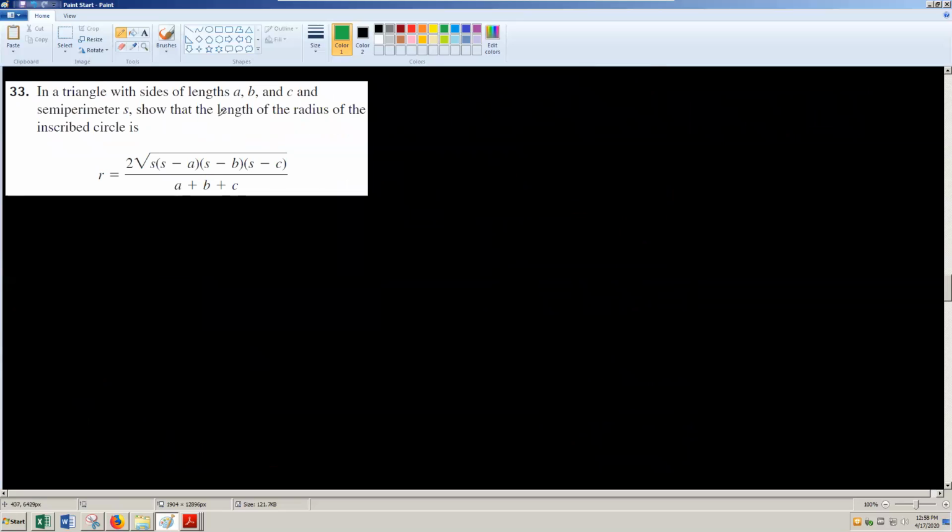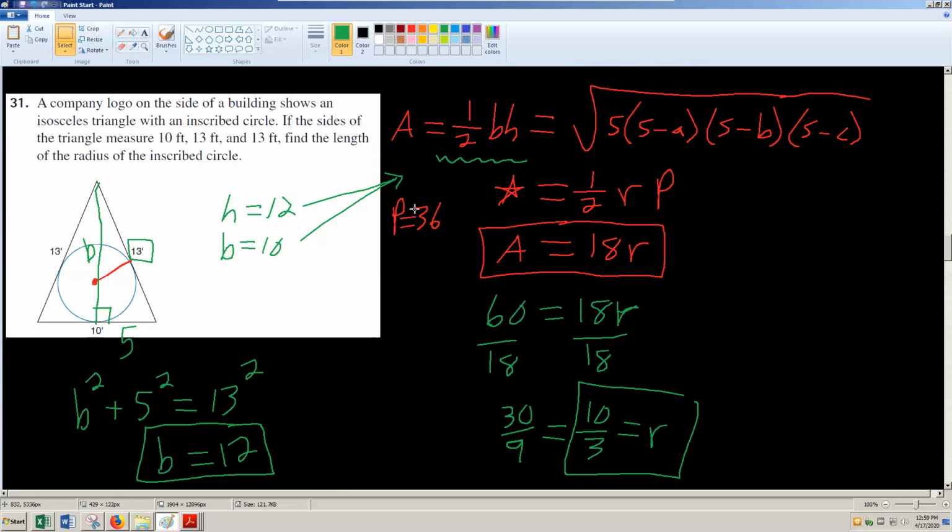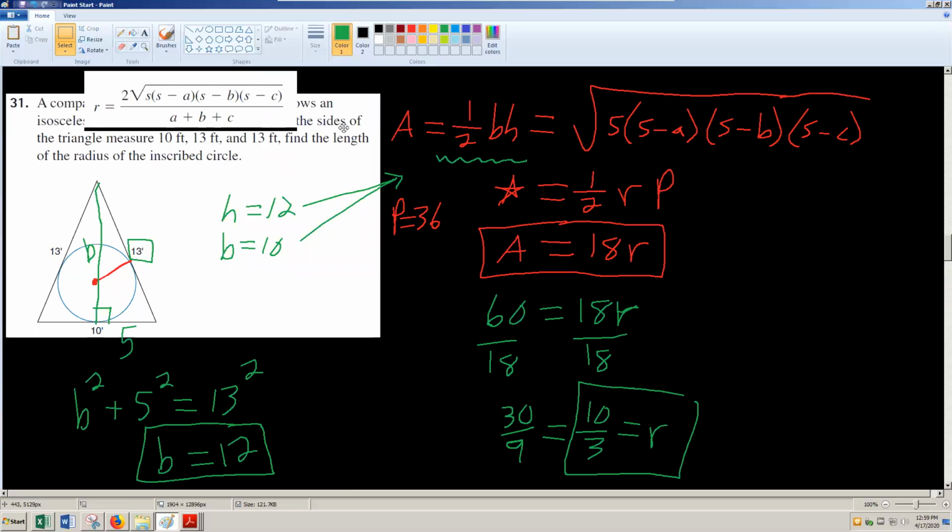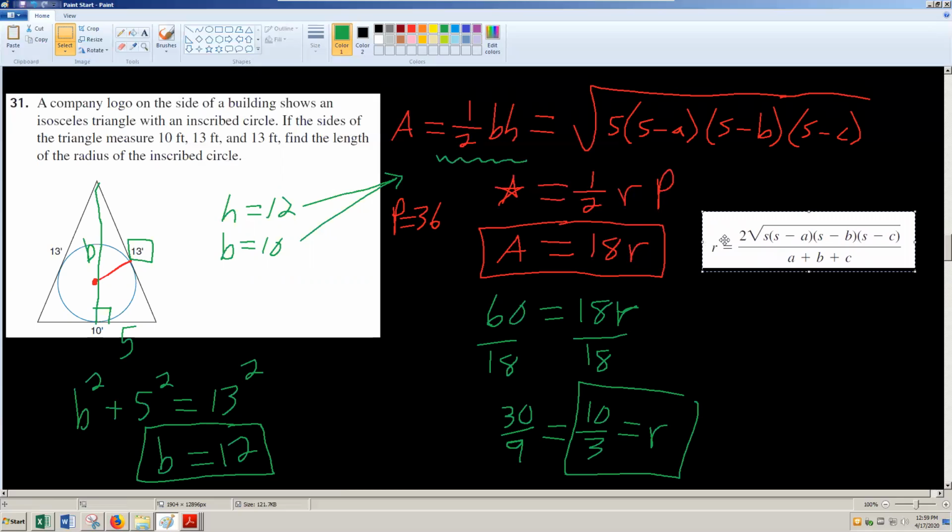So here we have a triangle with sides A, B, C and semi-perimeter S. We're just showing that the length of the radius of the inscribed circle is this. This jumps back to exactly what we just did. Looking at the problem we just did, if I wanted to isolate this radius, what would I have done? One way to represent the area is Heron's formula. That's my area. And then I'm saying it equals 1/2 the radius times perimeter.